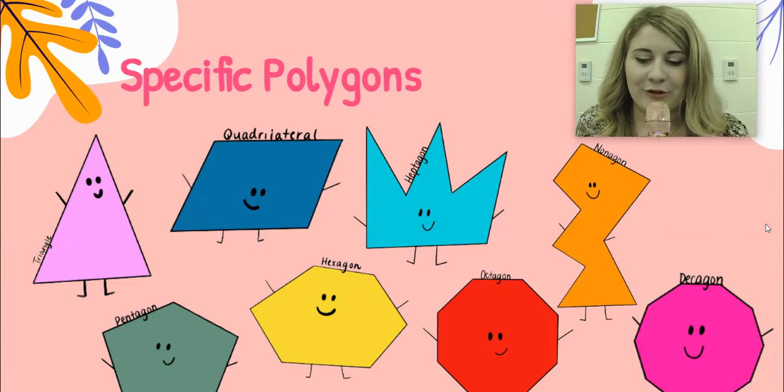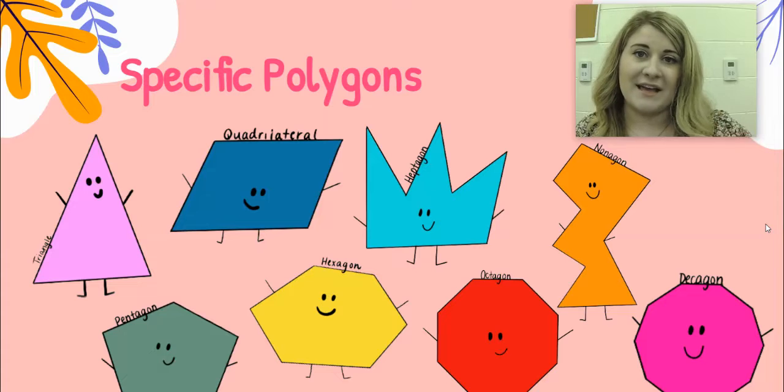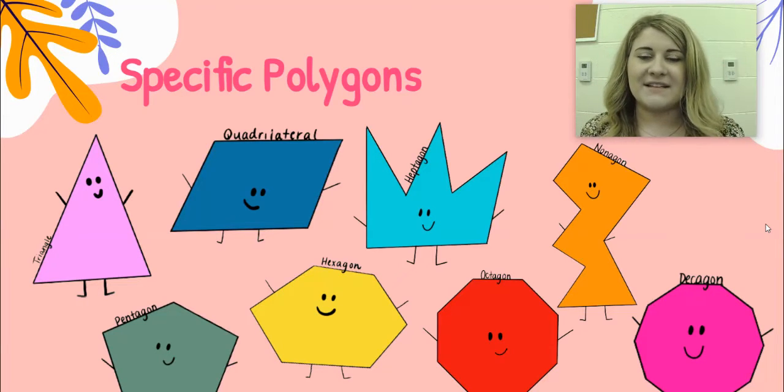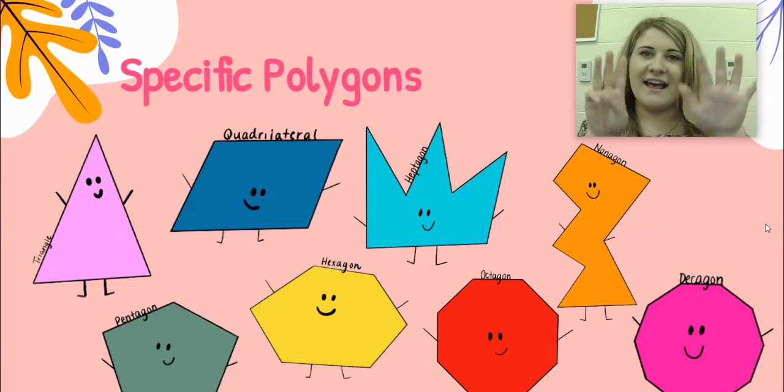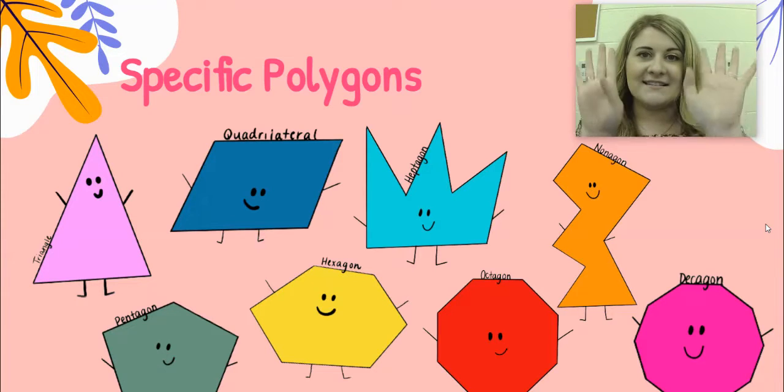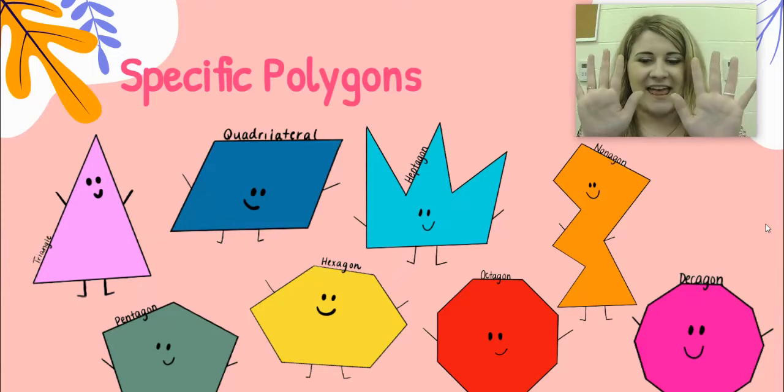So just to recap really quick, a triangle has 3 sides. A quad has 4. A pentagon has 5. A hexagon has 6. A heptagon has 7. An octagon has 8. A nonagon has 9. And a decagon has 10.